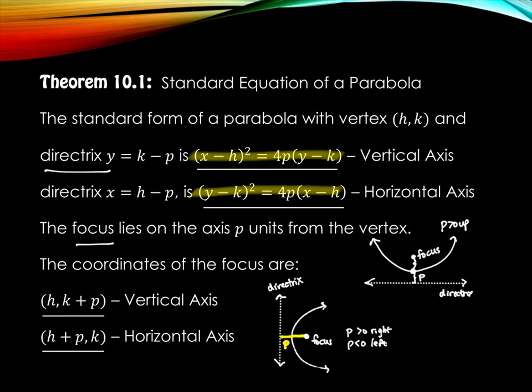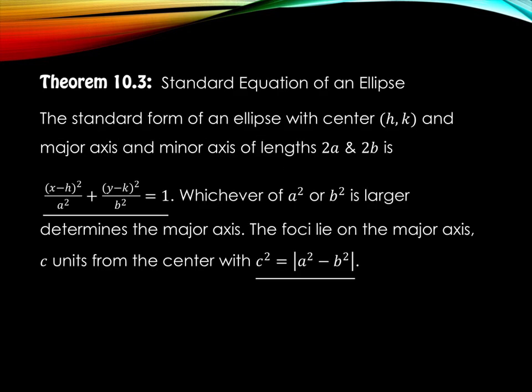Okay, you ready to look at an ellipse? Of course you are. All right, next one, ellipse. Standard equation of an ellipse. So the standard equation of an ellipse with center (h, k) and major and minor axes of lengths 2a and 2b has this formula: (x minus h) squared over a squared plus (y minus k) squared over b squared equals 1.